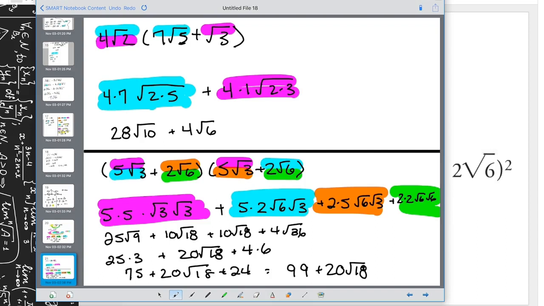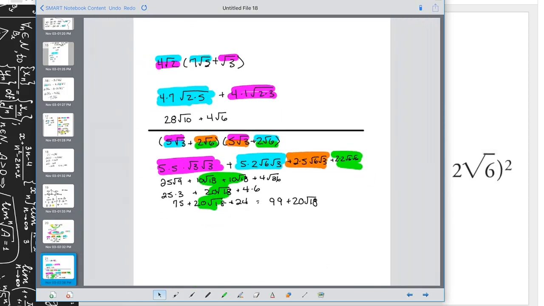And then finally I have my last terms, 2 root 6 times 2 root 6, which is 4 root 36, which simplifies to 4 times 6, which simplifies to 24. Those 10 plus root 18s simplify down to 20 root 18. And then again, we combine all our like terms to end up with 99 plus 20 root 18.